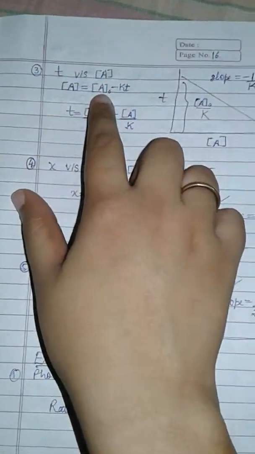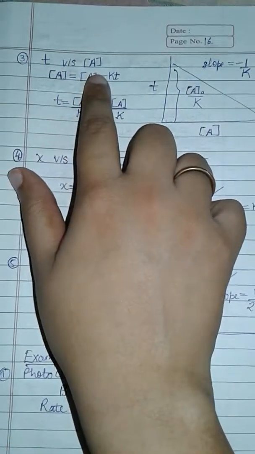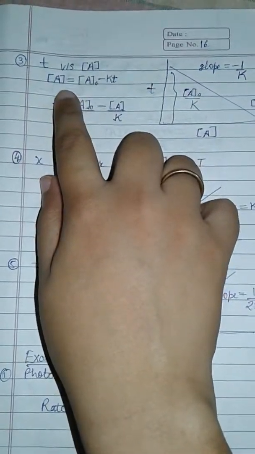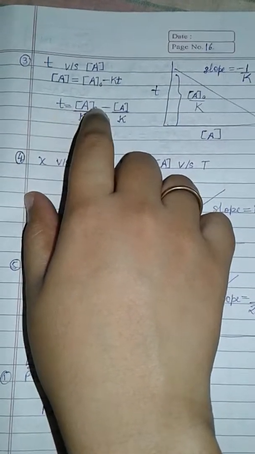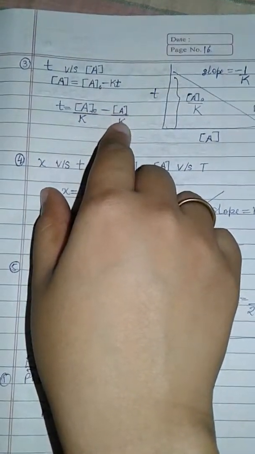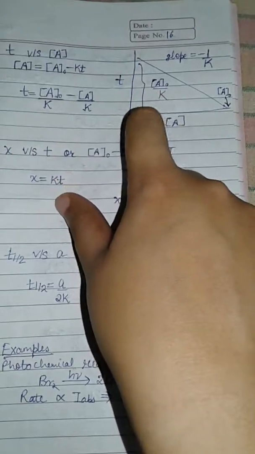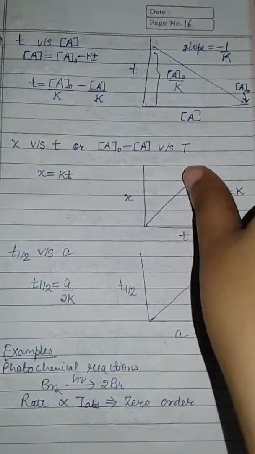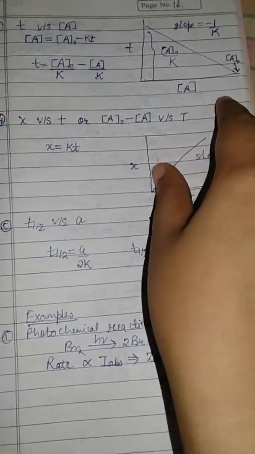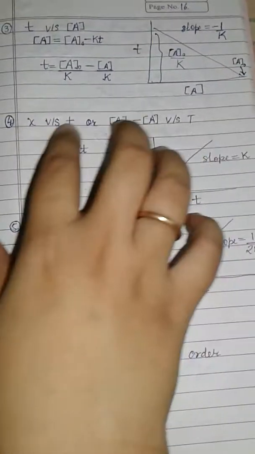Now the third graph is t versus a. We know a is equal to a naught minus kt, so for t we will get a naught upon k minus a upon k. So in the t and a graph, we get a naught upon k as intercept and slope is minus 1 upon k. At completion we get a naught.